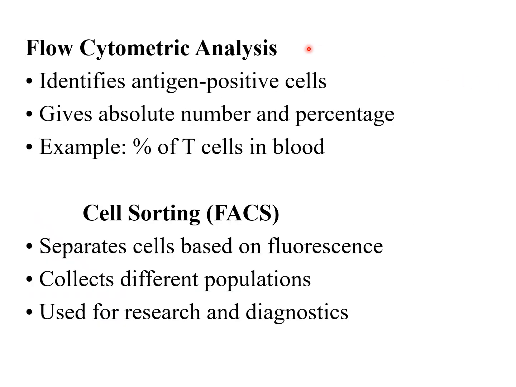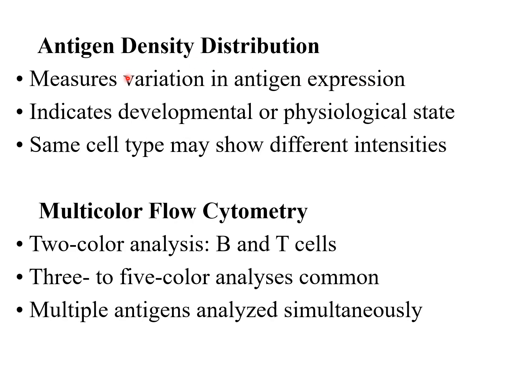Flow cytometric analysis allows the identification of antigen positive cells. It helps in cell sorting based on the fluorescence. It also measures antigen density distribution. It measures variation in antigen expression, indicates the developmental or physiological state of the cell, and the same cell type may show different intensities.